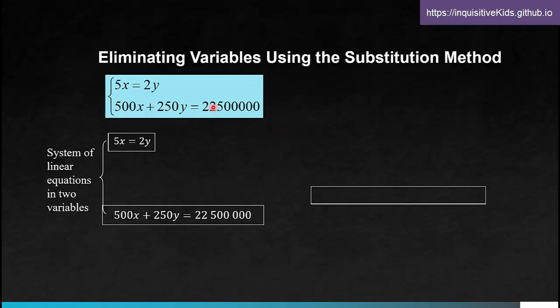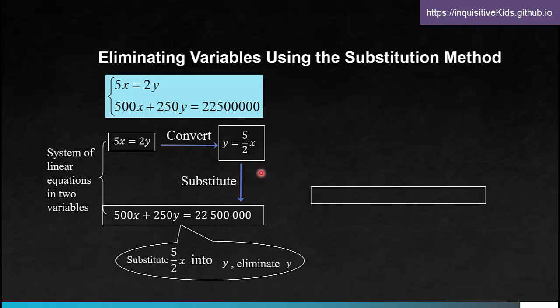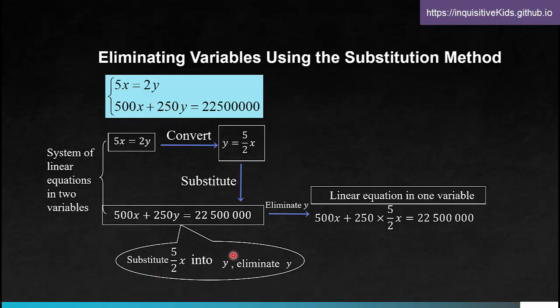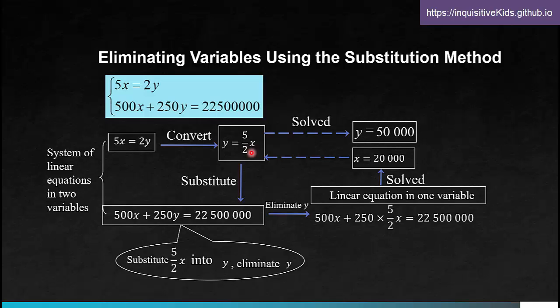Here is the system of equations that we had from the previous problem. Here we have a system of linear equations in two variables. After converting the first one, we have y is equal to 5/2 x. Substituting this third equation into the second equation, we can eliminate y. So after eliminating y, we have a linear equation in one variable. Solved, x is equal to 20,000. And then substitute x is equal to 20,000 back into this third equation. Solve that, and we have y is equal to 50,000.